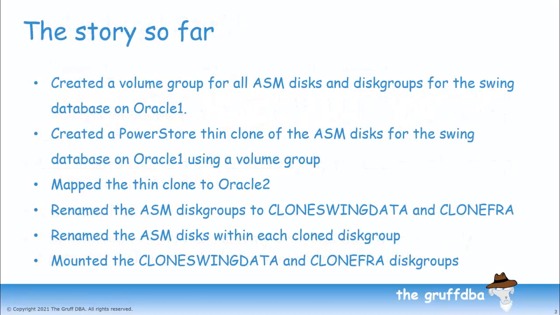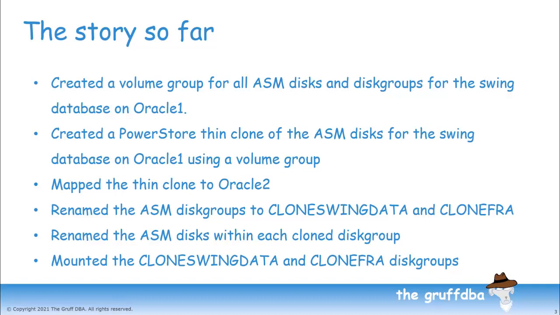All right, the story so far. On our Oracle 1 server, we had a database that used two ASM disk groups, SwingData and FRA. With our PowerStore, we created a volume group including all of the disks of both disk groups. We then created a thin clone of our volume group and mapped that to Oracle 2, where we added all the disks to our VM.